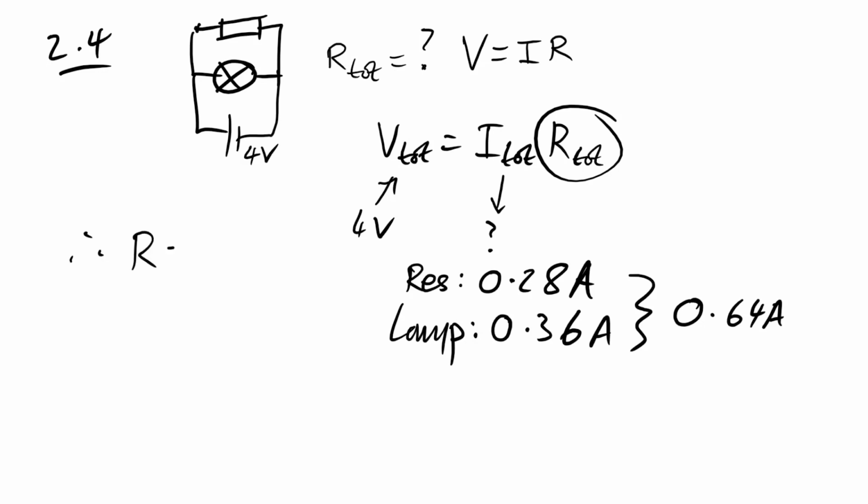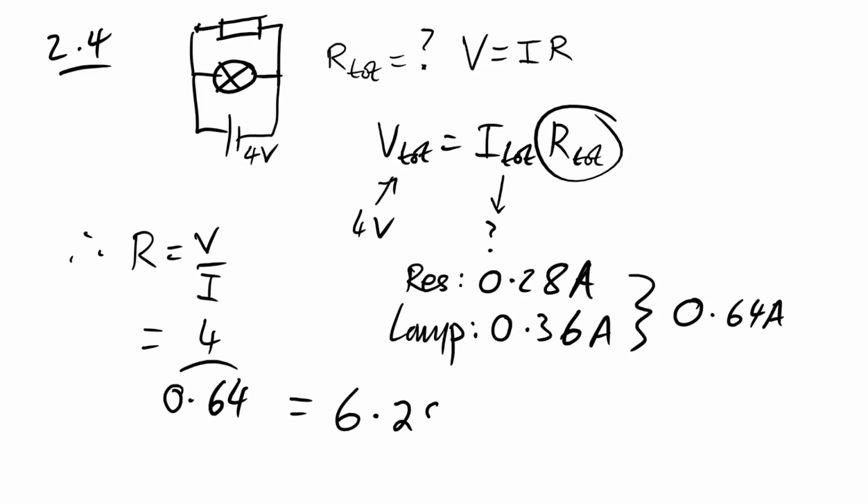Therefore, dropping the total, resistance again is voltage divided by current. So that's going to be 4 divided by our 0.64. That gives us an effective resistance of 6.25 ohms. But being consistent with our sig figs, seeing that we weren't given data to a greater accuracy than 2 sig figs, we're going to go with 6.3 ohms.